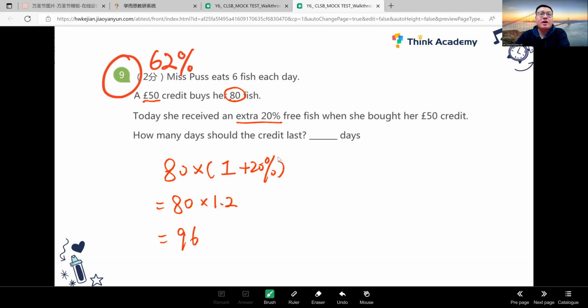And every day we're going to consume 6 of that. So how many days should the credit last, guys? Use 96 divided by the fish that we're going to eat each day, right? Divided by 6. So you got 12. No, it's not 12. I think, let's see, what's the answer, guys? 16, right? It's going to be 16. So 16 days will be the answer.